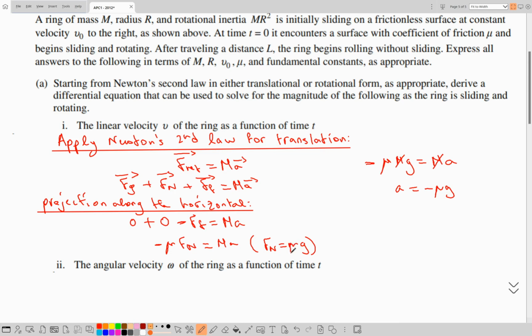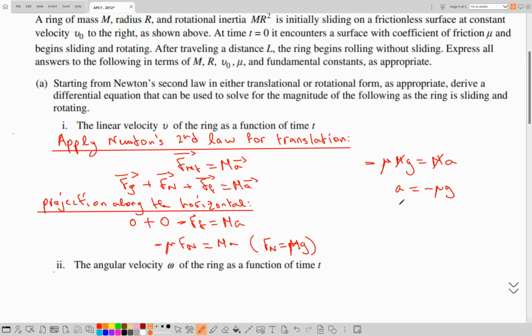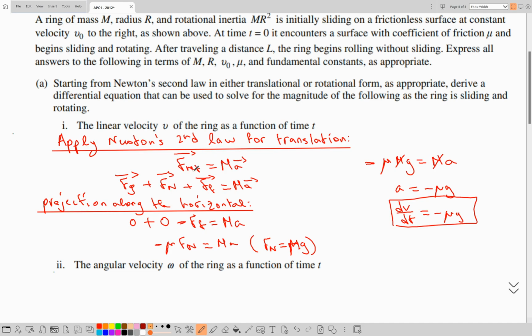Now this is capital M. Why is this a differential equation for the linear velocity? Because remember that a is related to v via calculus by dv/dt equals minus mu g, and indeed this is a differential equation. How do you know that it's a differential equation? Equation because we have an equality, and differential because it includes a derivative of the linear velocity. So basically that's what they're asking for.